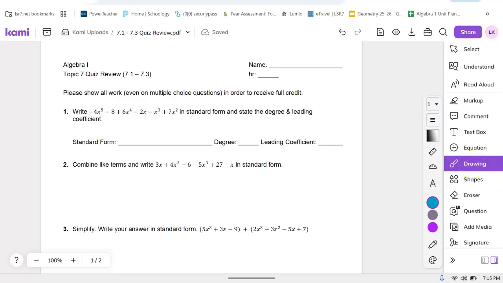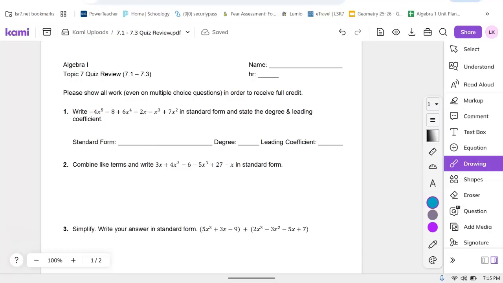This video is over topic 7 quiz review, 7.1 through 7.3, so adding, subtracting, and multiplying polynomials. The first question is write negative 4x to the 5th minus 8 plus 6x to the 4th minus 2x minus x to the 3rd plus 7x squared in standard form and state the degree and leading coefficient.